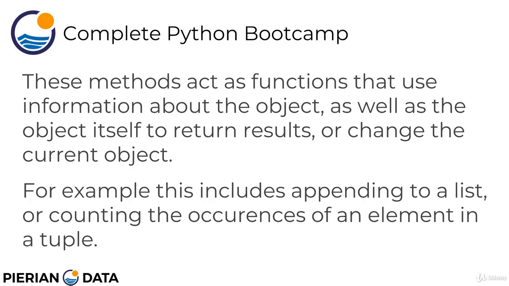For example, this includes appending to a list or counting the occurrences of an element in a tuple. So those methods use information about the object and then either return a result or they edit and change the current object in some manner.